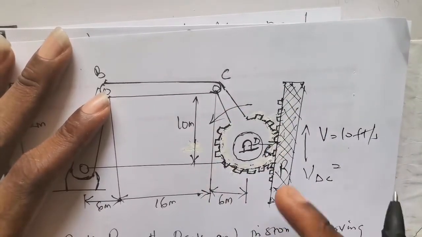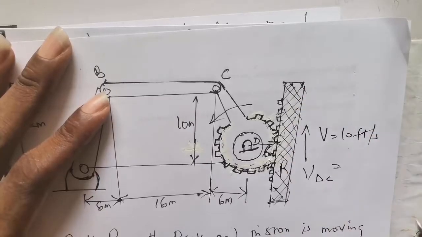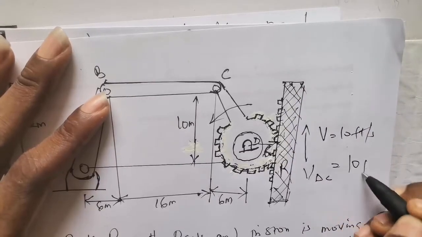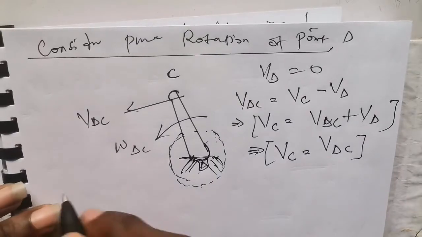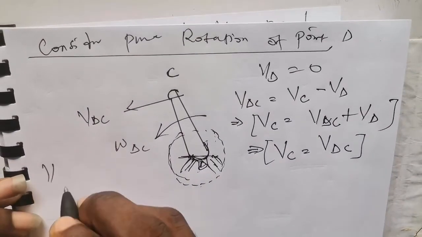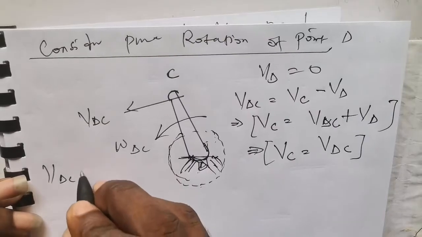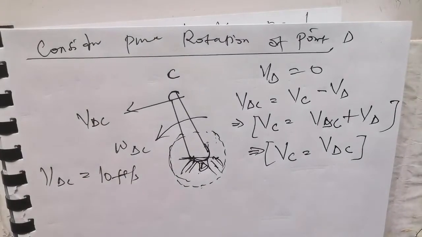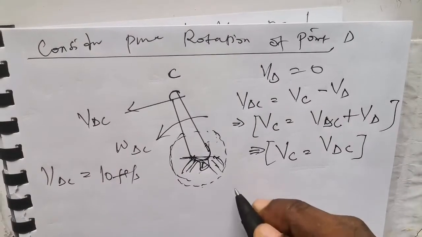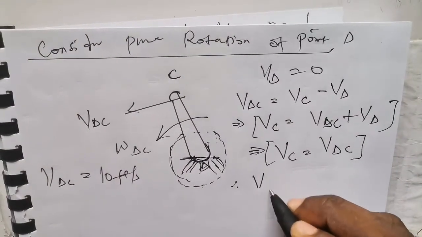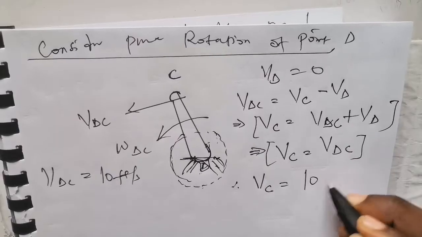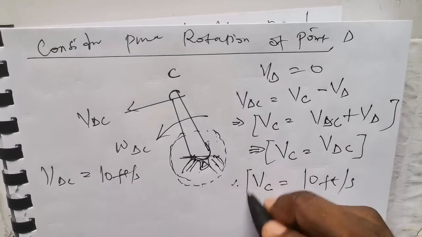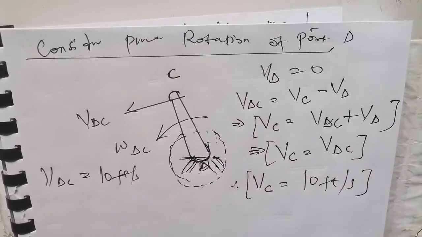So this simply implies that the velocity along D to C, which is the velocity along this arm, is equal to the velocity of the gear, which is equal to the velocity of the rack. That remains 10 foot per second. So the velocity between C to D is simply equal to 10 foot per second. Putting that into this equation, we obtain that the velocity at point C also remains 10 foot per second. So this is the velocity at point C.